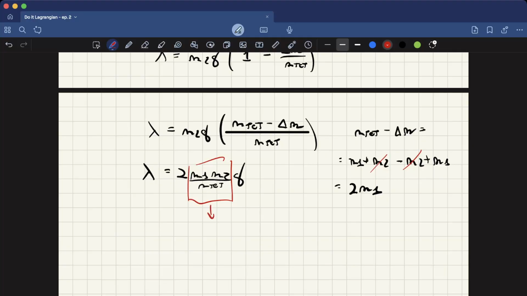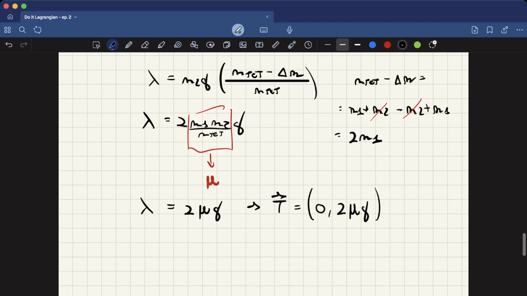So we can say this is our reduced mass, and we can write in the end lambda equal to 2 times mu times g, and our tension can be written as a vector of the plane as T equal to (0, 2 times mu times g), because it is a vector which has the same direction as the y-axis. Okay, this is our final result.